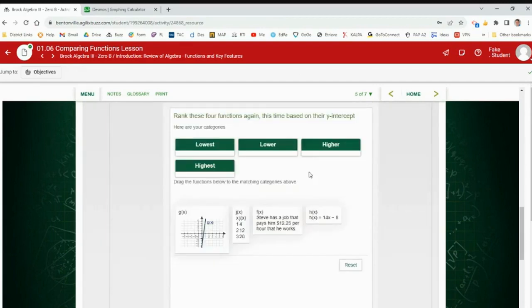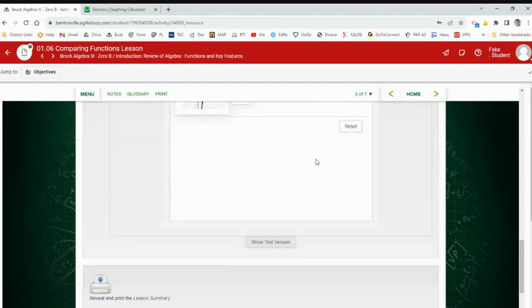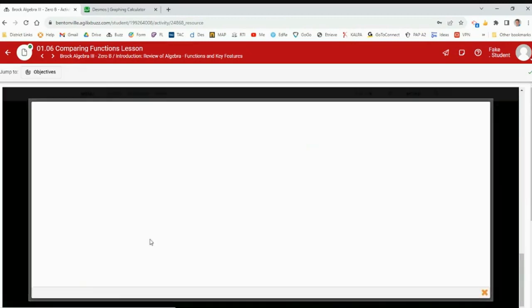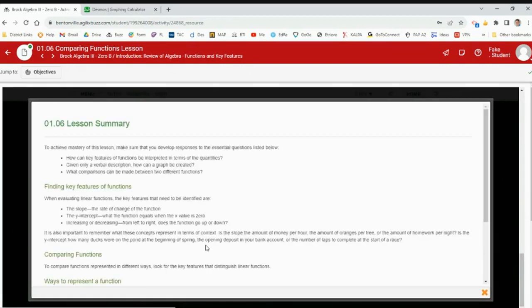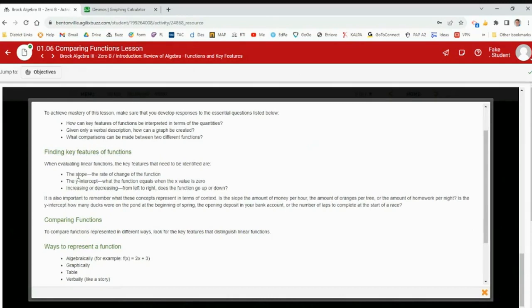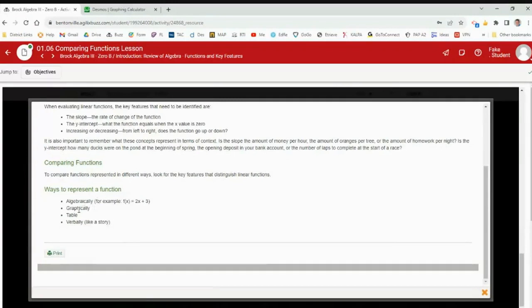Example 2. This time, same ones. Do the same thing using their y-intercept. So compare them down here. Here's our lesson summary, again, for your notes, or your viewing pleasure. Finding key features: slope, y-intercept, is it increasing or decreasing? How do you compare them? Algebraically, graphically, table, or verbally?